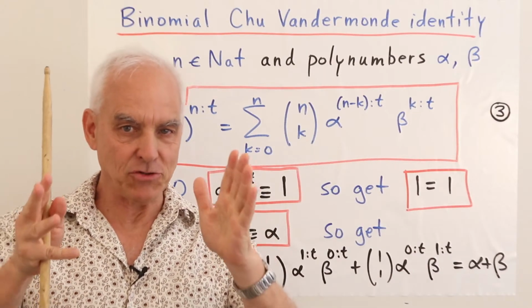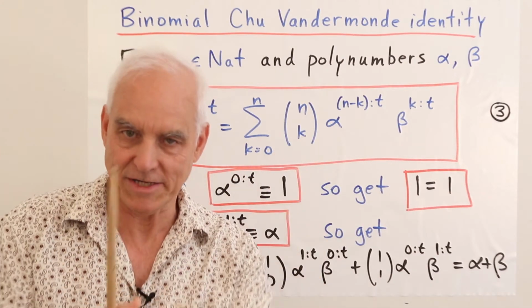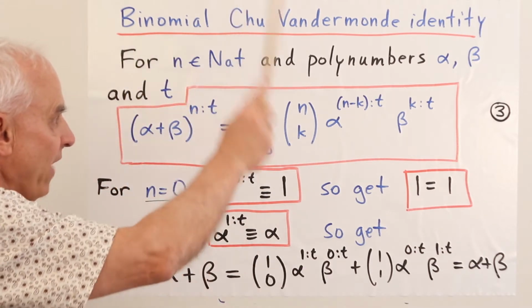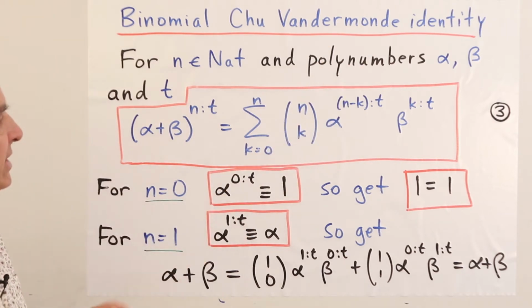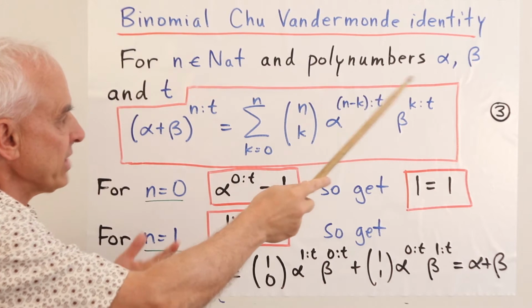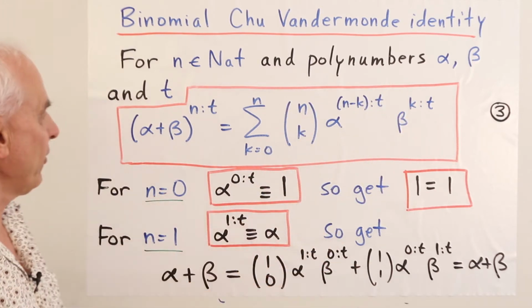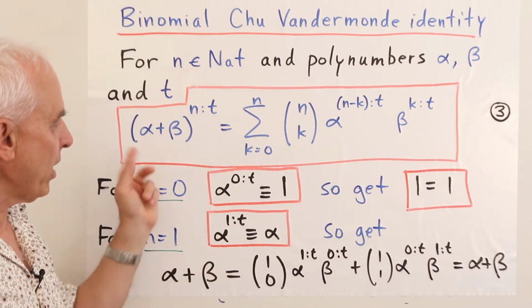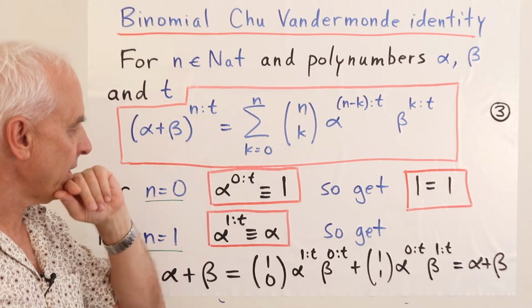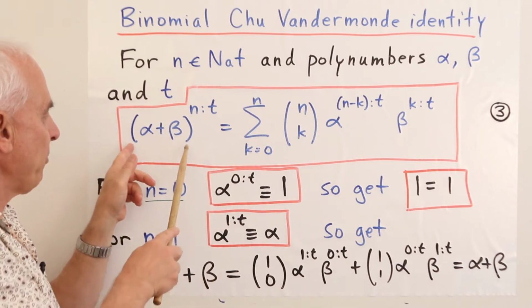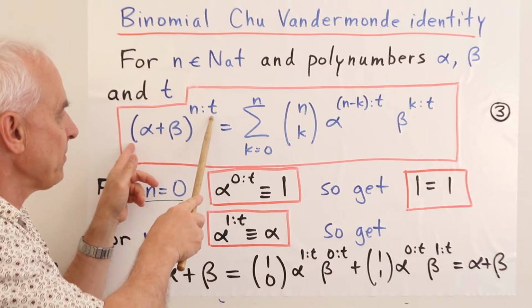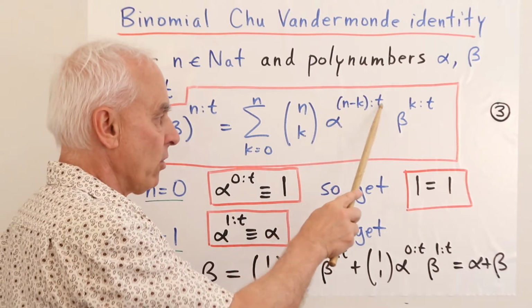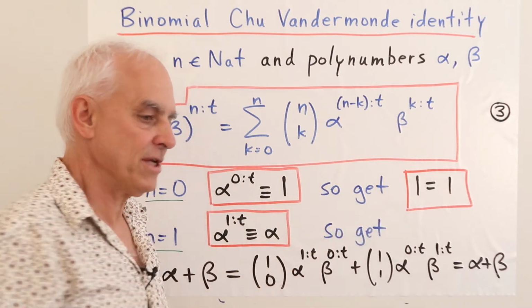All right, great. So now let's introduce a new identity, a slightly bigger and better identity, which we are going to call the Binomial Chu Vandermonde identity. It says that for n a natural number and polynumbers alpha and beta, so those are our standard bipolynumbers, and t also, in fact, a polynumber, we have this identity: alpha plus beta to the n colon t equals the summation k equals 0 to n of n choose k, alpha to the n minus k colon t times beta to the k colon t.